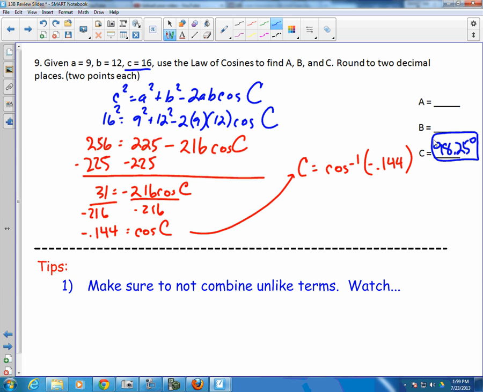So that's how you would solve it. A couple tips there again. Don't combine unlike terms, please. Do not combine 225 and 216. They're not like terms, okay? 216 is attached to the cos C. So you've got to get rid of that 225 before you do anything.